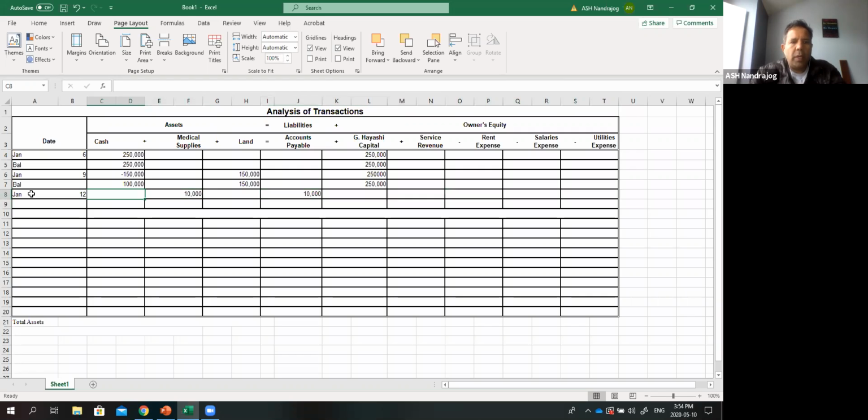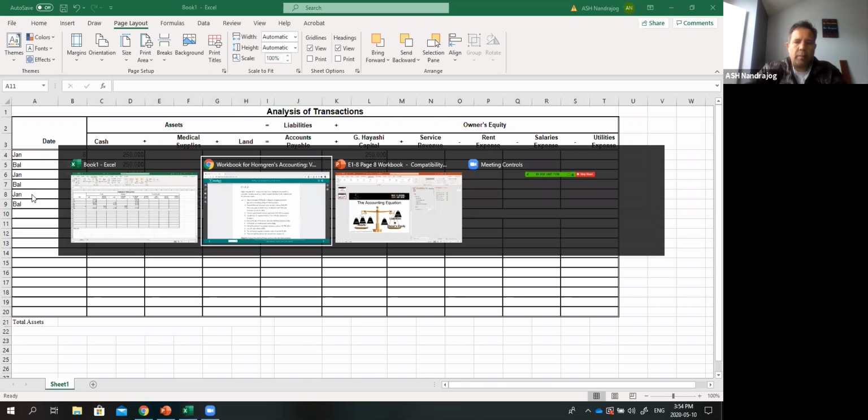Okay, now we can write down the balance. So we write the balance here. So the balance now is still 100,000 for cash. We now have $10,000 of supplies. We have 150,000 of land. We owe $10,000 in accounts payable, and the total capital is 250,000. Okay, you will notice that the equation would still balance. Okay, let's move on. Look at the next transaction.